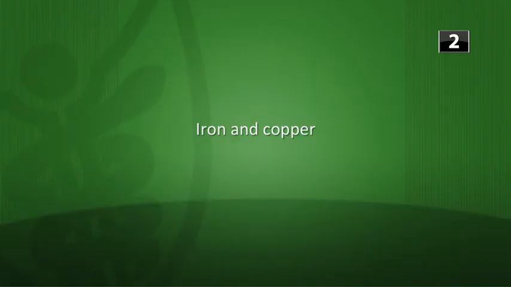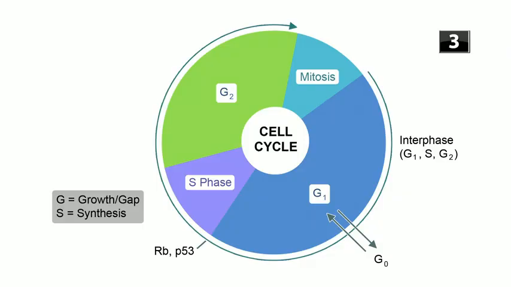Next, which metals are known to facilitate the generation of oxygen-free radicals? Iron and copper. Next, which tumor suppressor proteins prevent the progression of the cell into S phase? And by now you should be familiar with this image. The progression from G1 to S phase can be prevented by RB and P53. That's it for our warm-up.